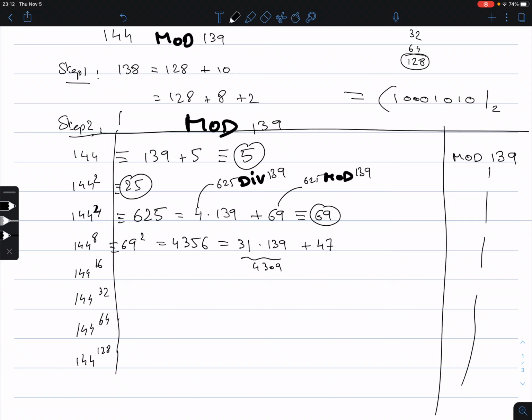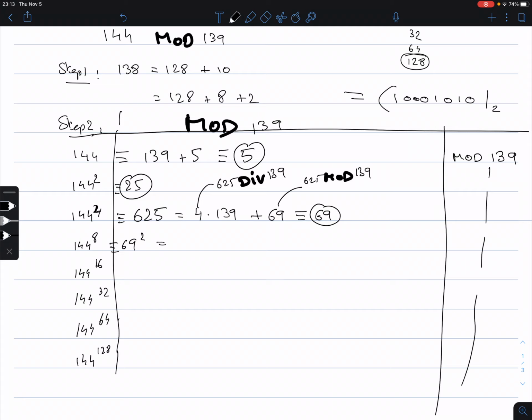Sorry, let me do this. I want to make sure that I get things right here. I don't want to make mistakes because it's going to take me forever to find the mistake. What was it? 69 squared. Let me double check. Oh, see, I typed this in wrong. This is what's wrong.